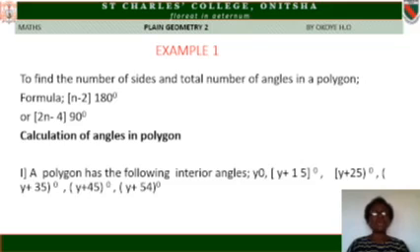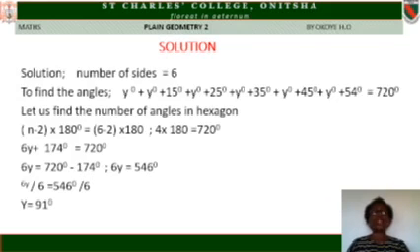For example, calculation of angles in polygon. Number 1. A polygon has the following interior angles, the inside angles: y degrees, (y+15) degrees, (y+25) degrees, (y+35) degrees, (y+45) degrees, (y+54) degrees. We go to the calculation.